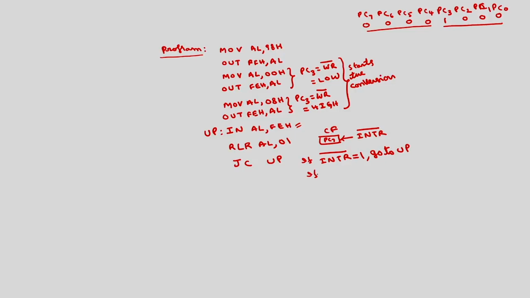If INTR bar is 0, it will come out of the loop, then you have to read the data. The digital equivalent of the temperature is available in port A, so you write IN AL, port A address FCH. After this instruction, AL will contain the digital equivalent of the temperature value, the temperature value in hexadecimal form.